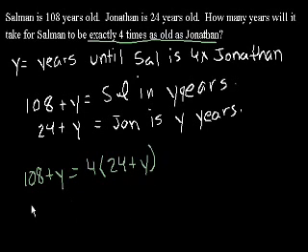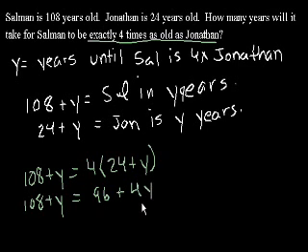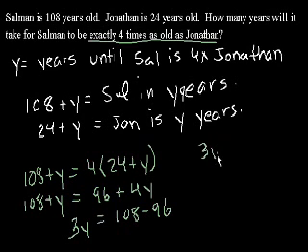And now we just solve the equation. We get 108 plus y is equal to 4 times 24. Well, 4 times 25 is 100, and we can subtract 4 from there, so it's 96 plus 4y. And now we just solve this equation. I'm going to skip some steps because I think this part is easy for you. 3y will equal 108 minus 96. So we get 3y is equal to, what is that, 12, right? Yeah. So y is equal to 4.